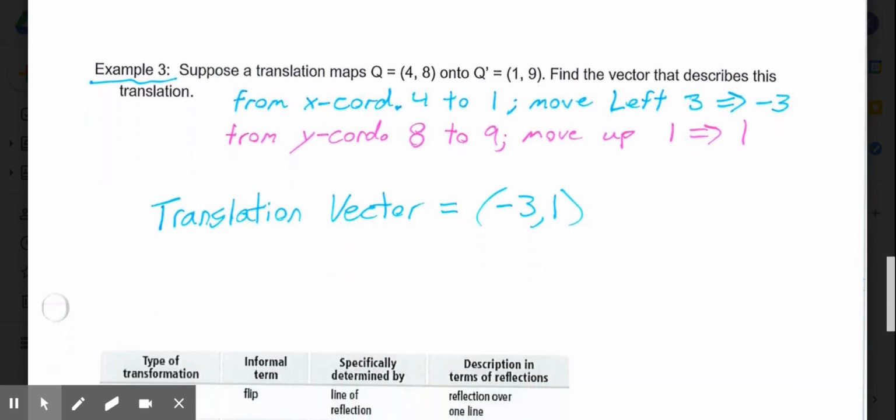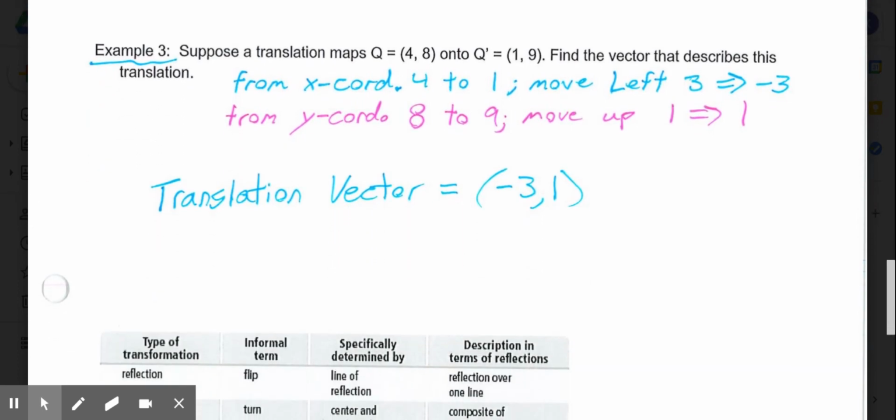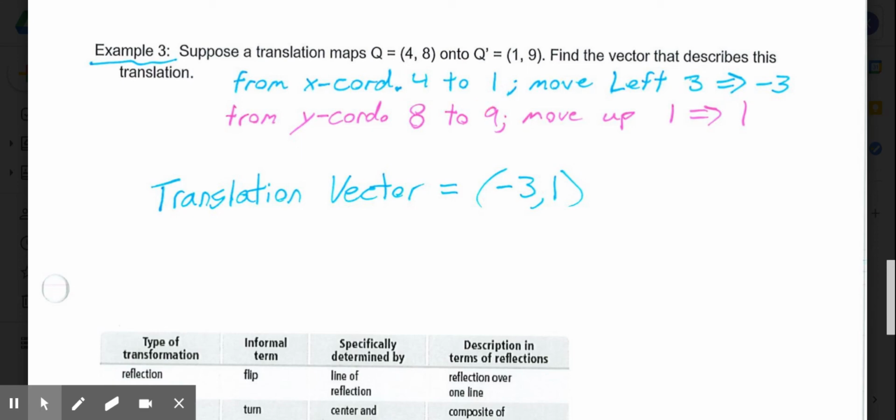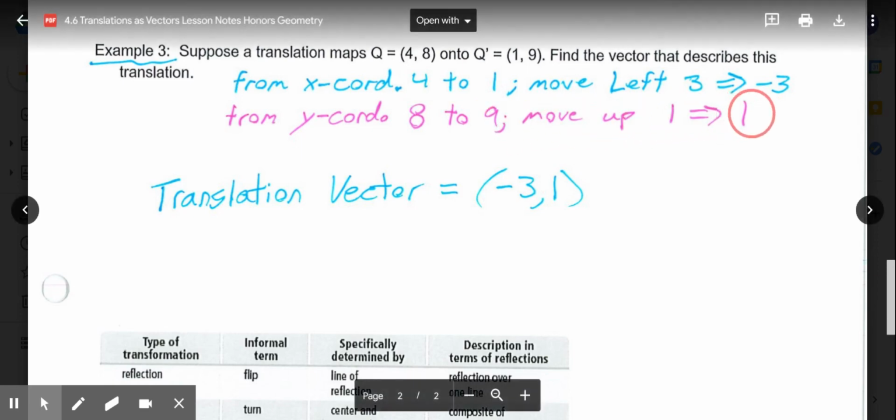Example 3 says, suppose the translation maps Q at (4, 8) onto Q prime, (1, 9). They want us to find the vector that describes this translation. So we're not finding the new coordinate. In this one, we are finding the translation vector. So let's look at the change in the x. We started at 4, went to 1. So that's subtracting 3, moving left 3. So we have a -3. For the y coordinates, we went from 8 to 9, which was adding 1. So that'd be moving up 1, or a +1.